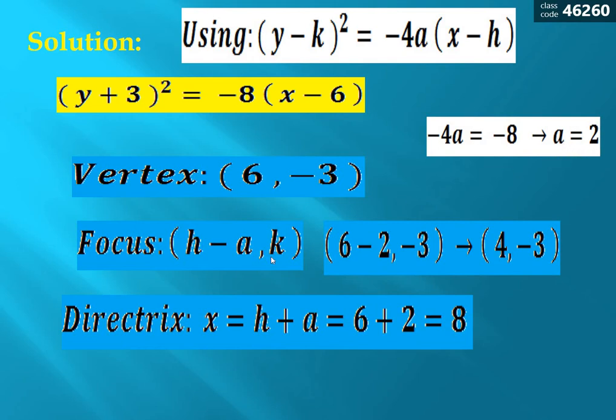Then use a and h and k to find the focus. So we have h minus a, k. So 6 minus 2, positive 4. Then copy negative 3. So this is your focus, 4, negative 3. Directrix now this time is x equals h plus a. So very easy. Just get the value of your h, which is 6, then plus your a, which is 2. So directrix is 8.